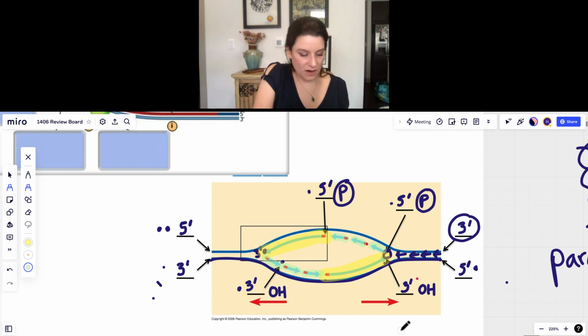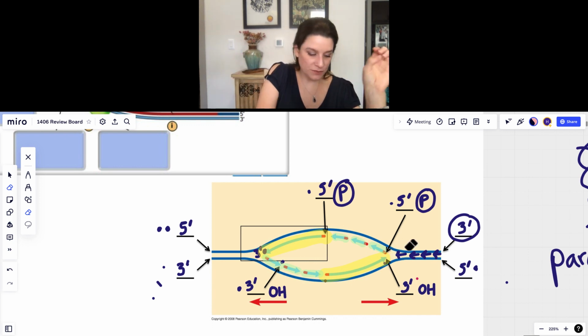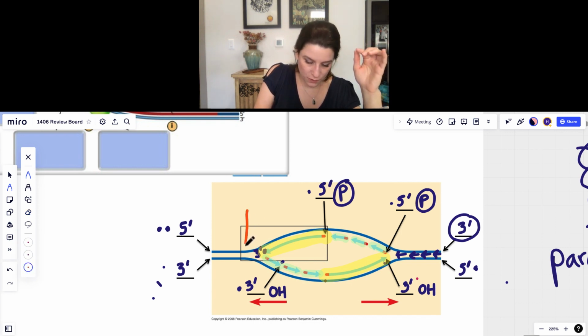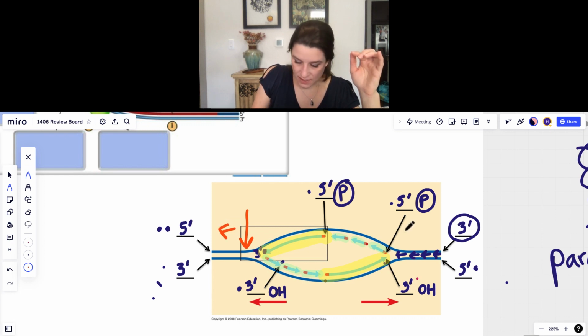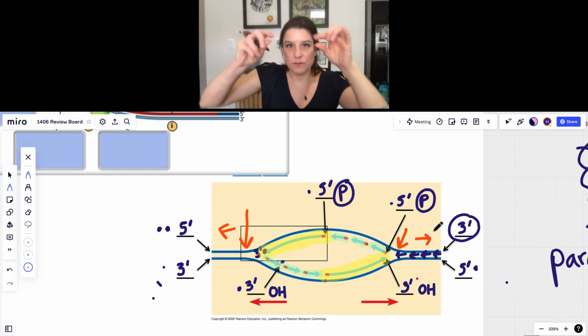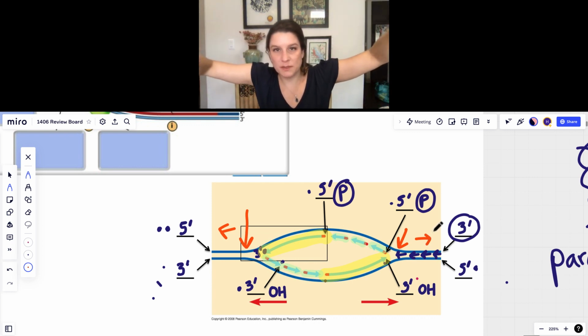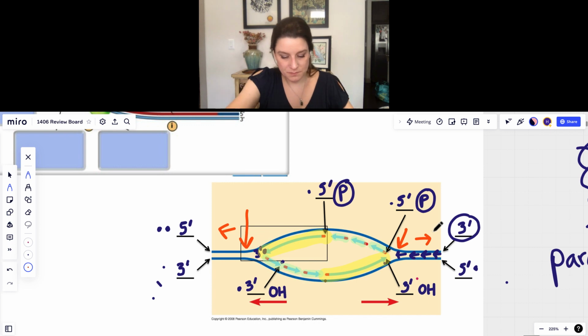And the reason they are on both of them, leading and lagging on both, is because you have two forks, and each fork moves in the opposite direction. So you have one fork here, and that fork is opening up to the left, and then you have the other fork here, and that fork's opening up to the right, which means that they're building in those directions.